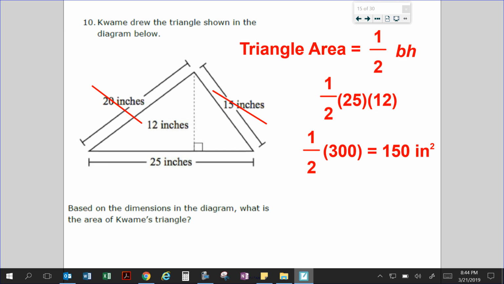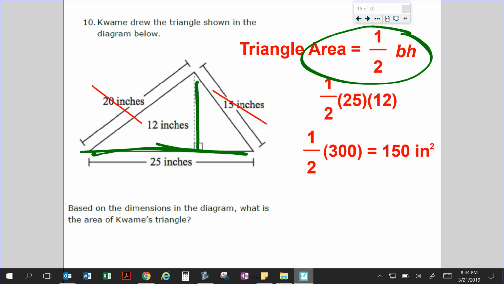Now let's do the area of the triangle. The formula is half of base times height. The base is 25. The height is 12. Do we use these? These are called slants, so do not use that, please. So 25 times 12 is 300. Half of 300 is 150 square inches.